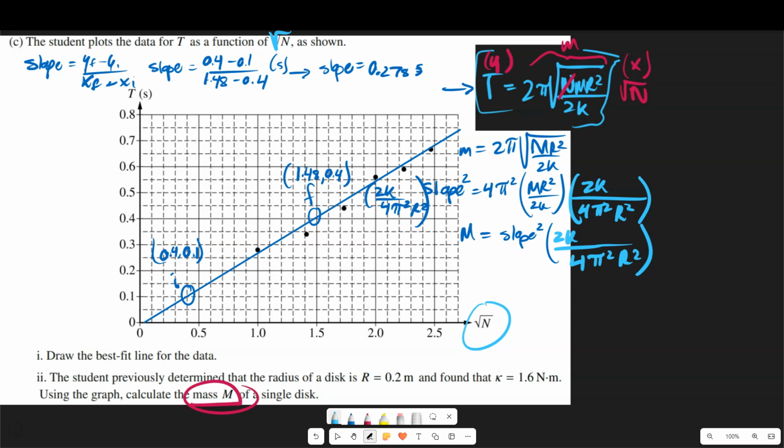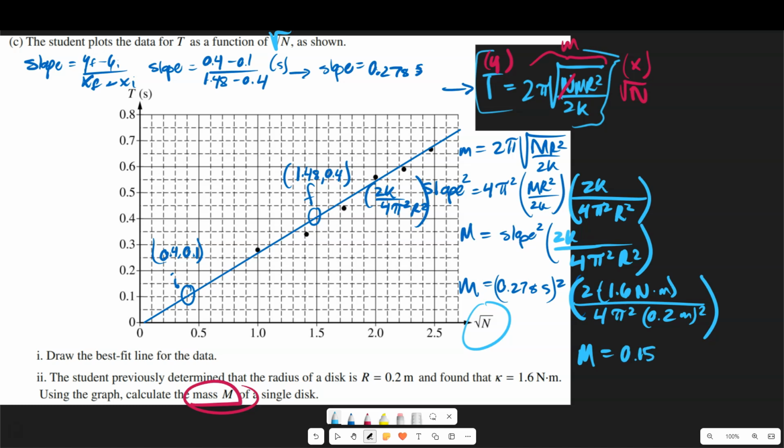this business over here. So plug in our numbers and see what we get. And if you do the math correctly, I ended up with a mass of 0.156 in that ballpark kilograms. So that's how you would go about approaching problem C.